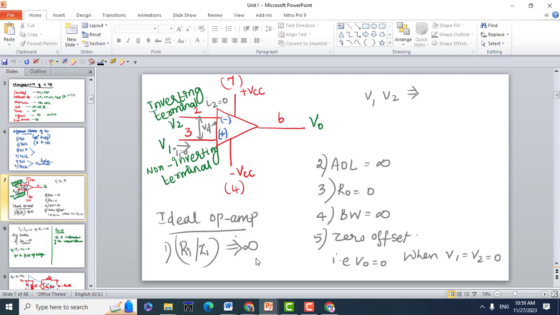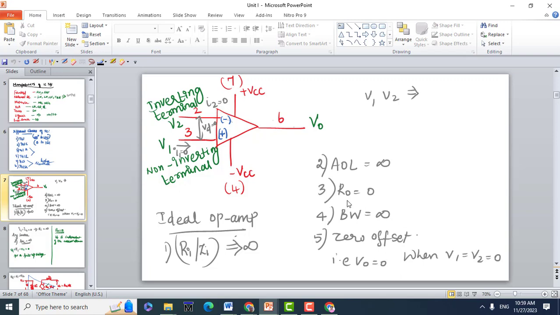What is meant by input impedance being infinite? If any circuit is connected before this operational amplifier, it cannot load this op amp. Hence, it is said to have infinite input impedance. And AOL is said to be the open loop gain. Open loop gain is infinite. These are all the characteristics of an ideal op amp.